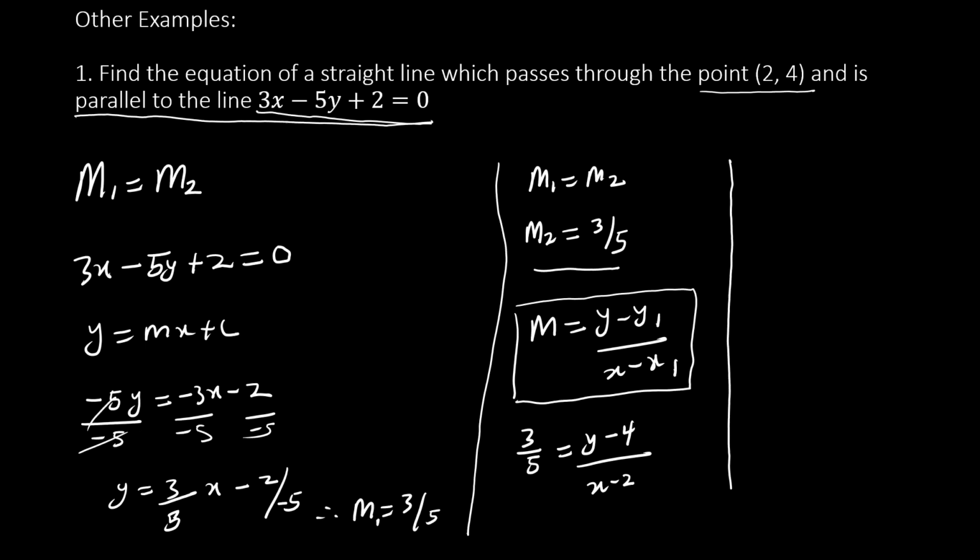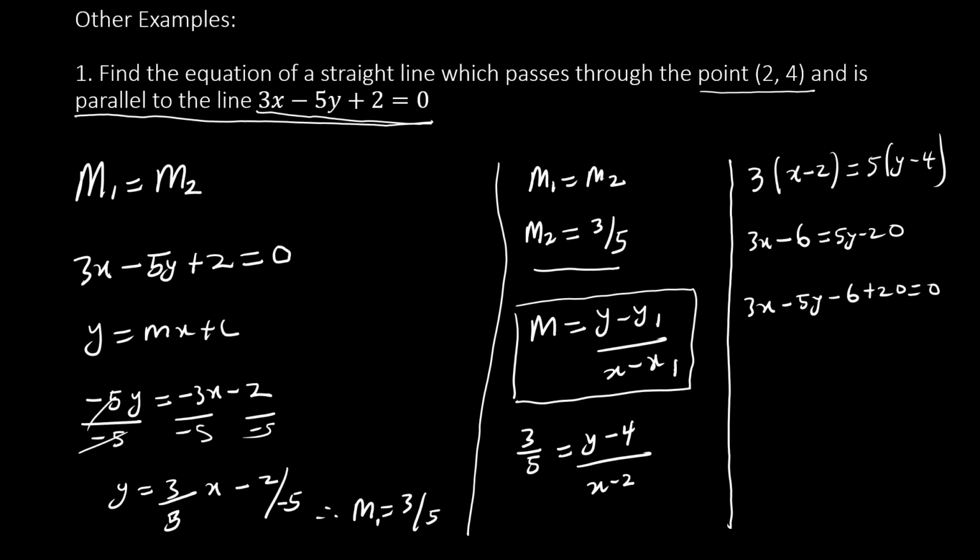Now I have 3 in bracket x minus 2 equal to 5 in bracket y minus 4. This is 3x minus 6 equal to 5y minus 20. Collecting like terms here, we have 3x minus 5y minus 6 plus 20 equals 0. And this is 3x minus 5y plus 14 equal to 0. And here we have the equation of the straight line: 3x minus 5y plus 14 equals 0.